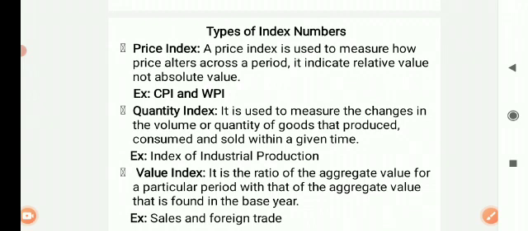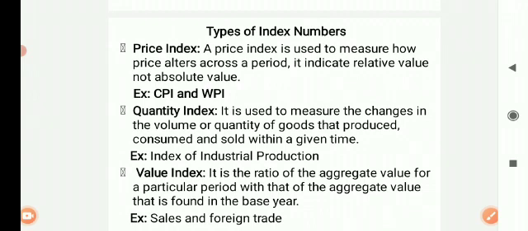Coming to the second one, that is quantity index. Quantity index is used to measure the changes in the volume or quantity of goods that can be produced, consumed and sold within a given time. In this second type of index numbers, how much quantity we sold in earlier time and how much quantity of the same product we are going to sell at present. That comparison we are able to understand with the help of quantity index.